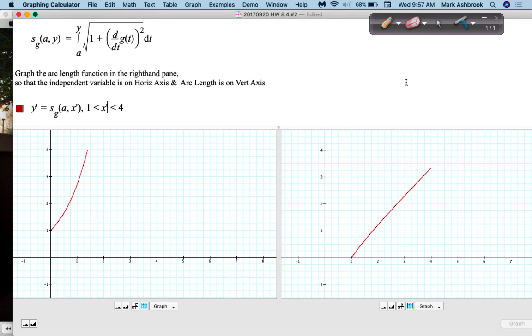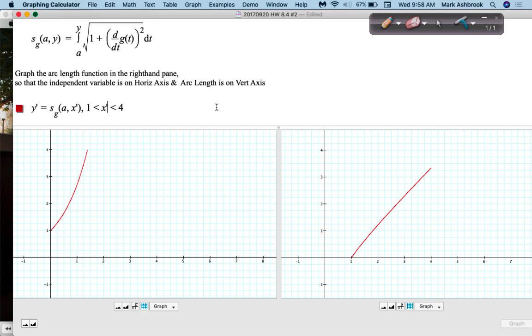Oh, I should have asked you to predict what that graph was going to look like. That was an important question. But oh well, there it is. So we make sense of this, right? Why does this make sense? Why does this graph make sense as the arc length of this as a function of y?